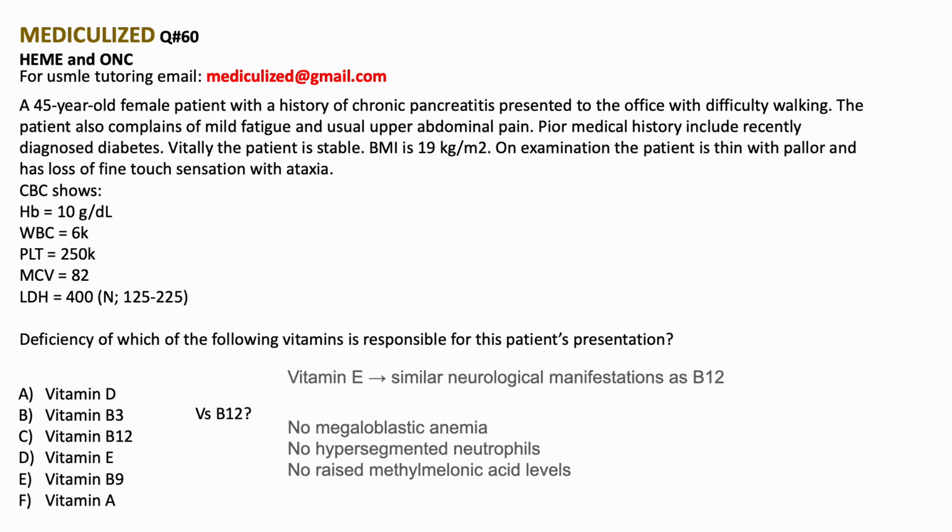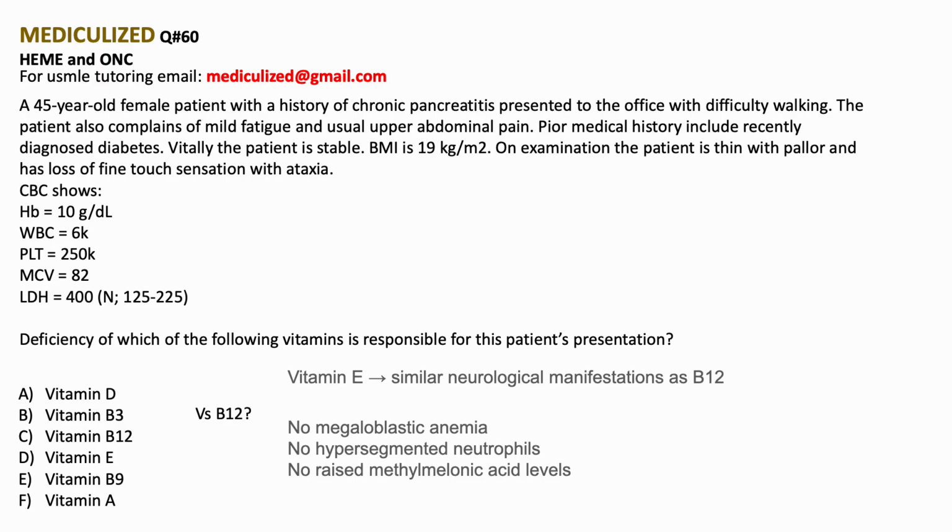B3 is niacin. Patients with chronic pancreatitis are not at risk. For B3, niacin, just remember three risk factors: one is carcinoid syndrome, one is isoniazid use, and one is a staple corn diet, because corn is deficient in niacin. And also Hartnup disease. In Hartnup, you lose tryptophan in the urine, and tryptophan is required for niacin synthesis.